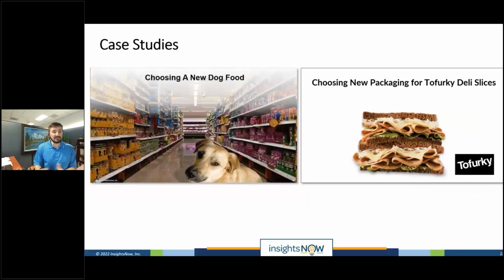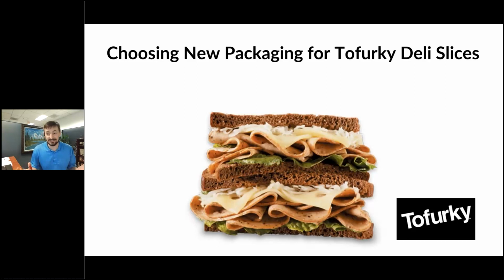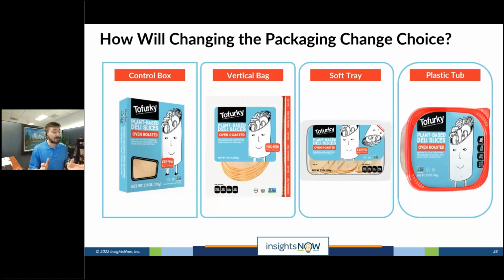All right, so let's then go back into taking a look at another case study. Let's look at Tofurky deli slices. In this particular situation, Tofurky was looking at possibilities of changing a package. So the product they have now is bag in a box, right? You've got the recyclable cardboard. It's positioned in the plant-based meat section of the retail stores.